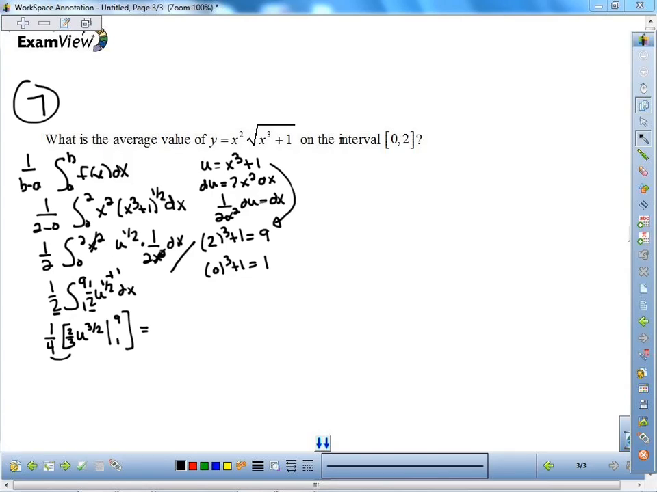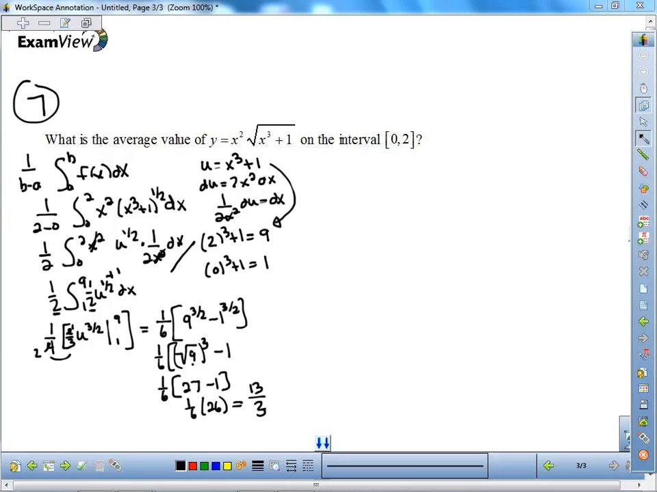So I'm going to have 1/9 because I'm canceling, and I have 9 to the 3/2 minus 1 to the 3/2, which is 1/9 times the square root of 9 to the 3rd minus 1. And the square root of 9 is 3, and 3 to the 3rd is 27. So I'm going to have 1/9 times 26. And if I reduce it, I'm going to have 26 over 9.